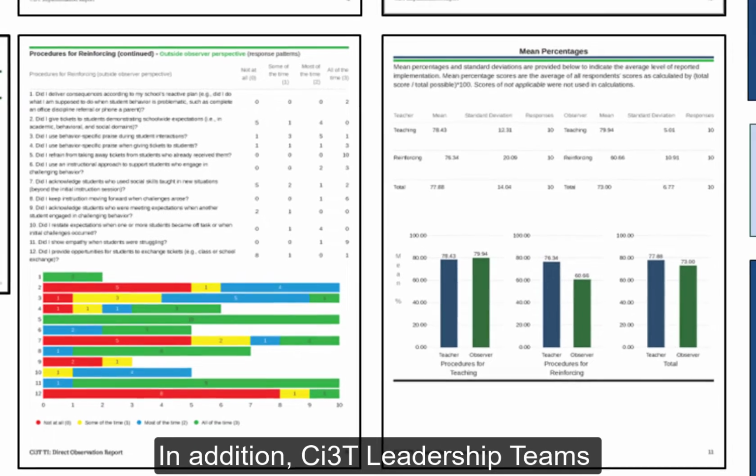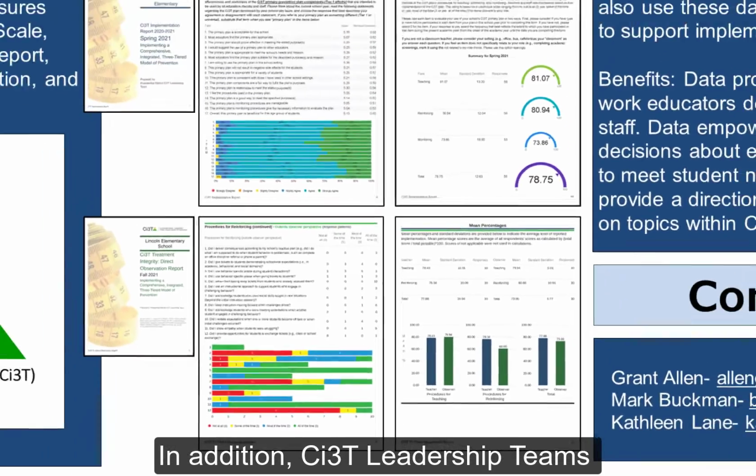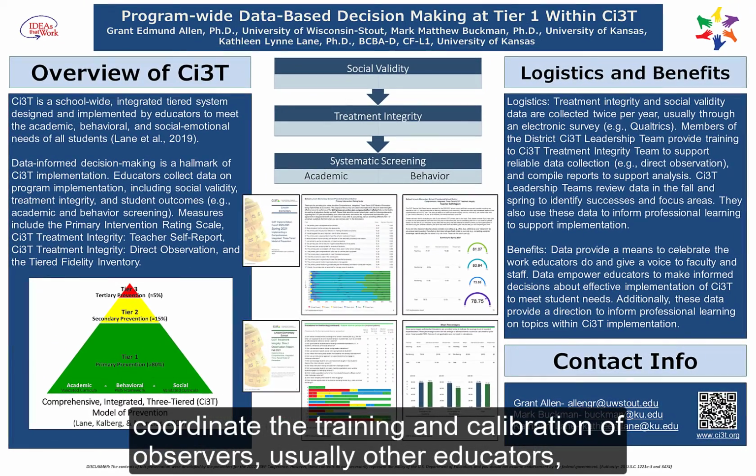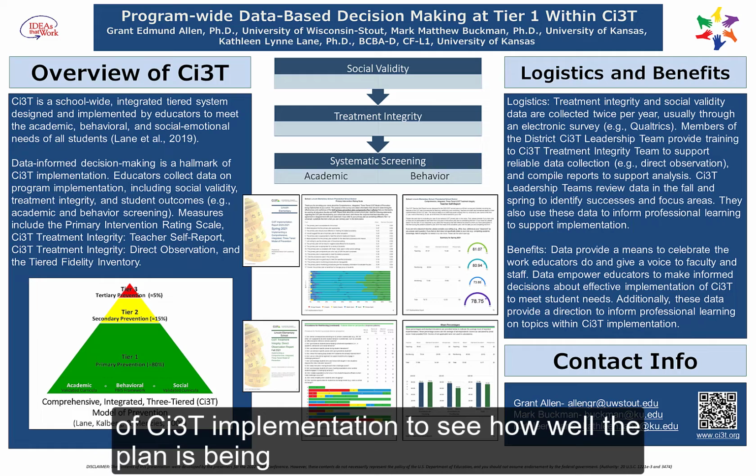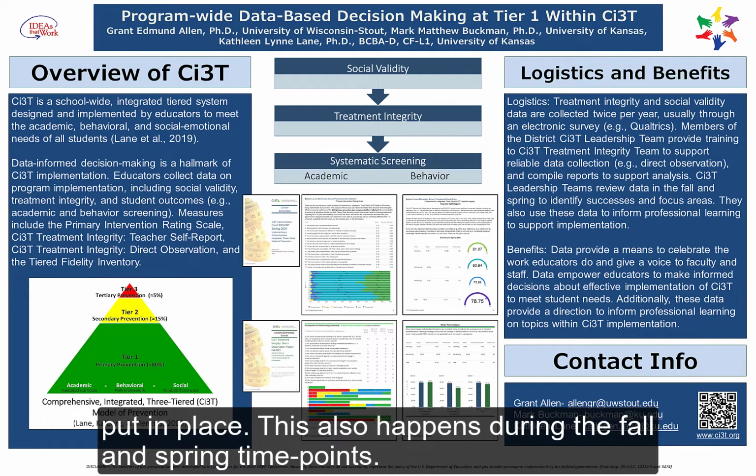In addition, Ci3T building leadership teams coordinate the training and calibration of observers, usually other educators, who go into classrooms of their colleagues to conduct direct observations of Ci3T implementation to see how well the plan is being put in place. This also happens during the fall and spring time points.